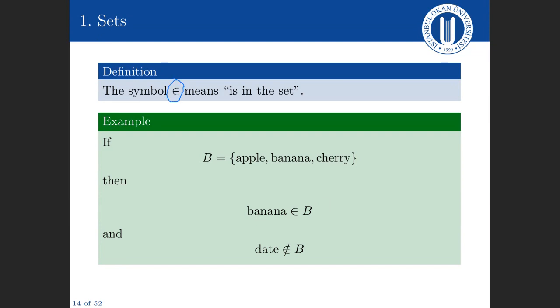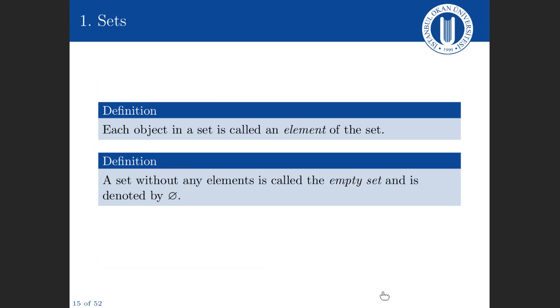This symbol, which looks a little bit like an E, means it's in the set. So, for example, if B is the set apple, banana, cherry, then we can say that banana is in the set B, but date is not in the set B. This E with a line through it means is not in the set. Every object in a set is called an element of the set.